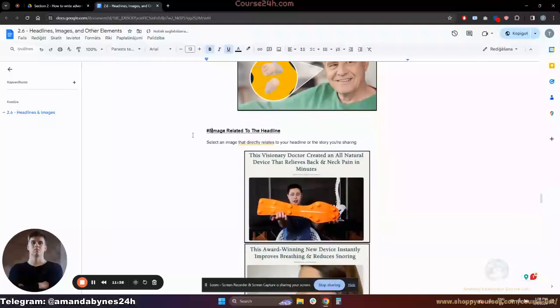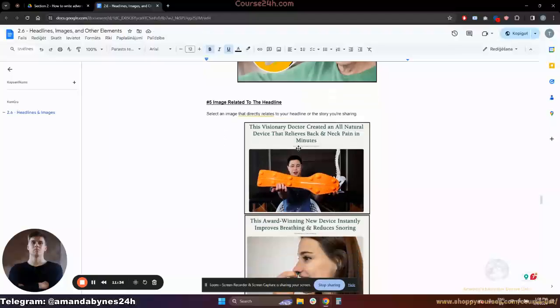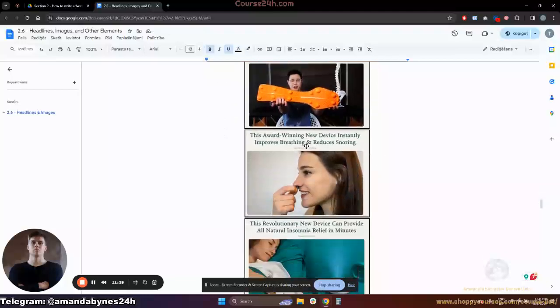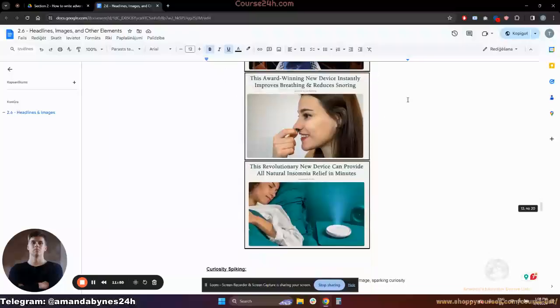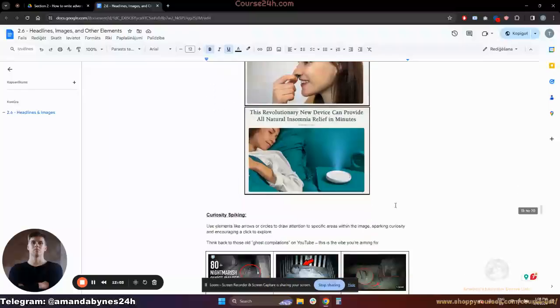So next you have an image related to the headline. This visionary doctor created an all-natural device that relieves back pain and neck pain in minutes, and it holds on like a weird shaped thingy. And you can see this award-winning new device instantly improves breathing and reduces snoring. Here you can't really see the device, but you can see it being used. And this revolutionary new device can provide all-natural insomnia relief in minutes. It basically showcases the person sleeping with some weird device on their bed table.